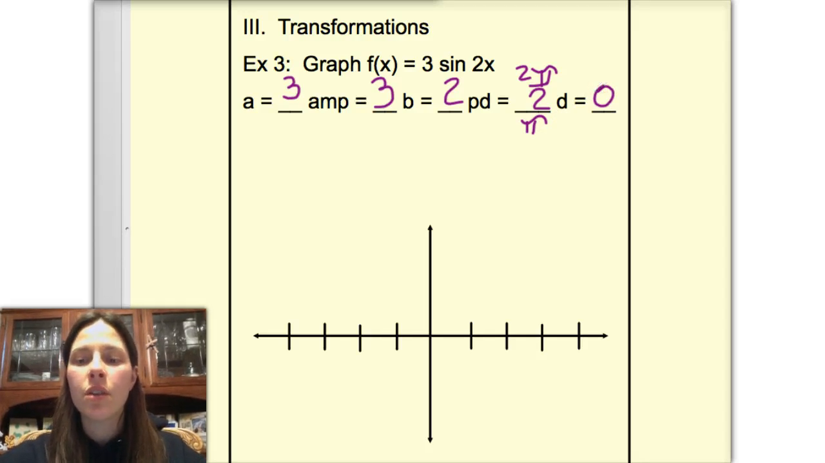So here's how we're going to label this graph. We are going to have our y-axis go from -3 to 3 because of our amplitude.